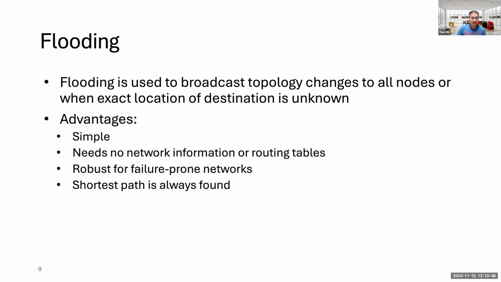So flooding is used to broadcast the topology to all nodes. It doesn't matter, you just send out the packets and they will be distributed to everybody, like in flooding. It doesn't have any intelligence. It's very simple and does not need any network information or routing table. It is fairly robust, and the shortest path is always found through flooding. But you'll be bombarded with a large number of packets in the network.